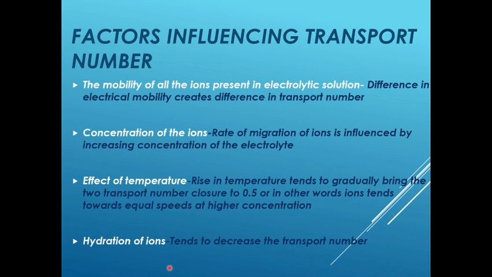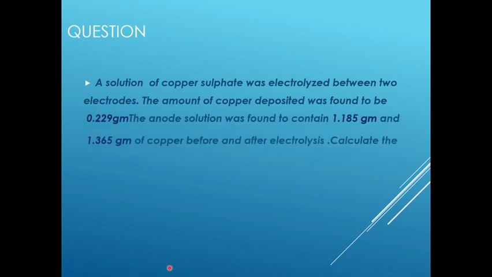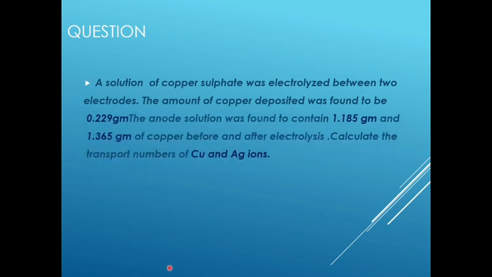One more factor is also there on which the transport number depends. This is the formation of complex ions, और इस complex ion के formation से हमें एक abnormal transport number भी मिलता है, but since it is not in your syllabus, there is no need to discuss it here.